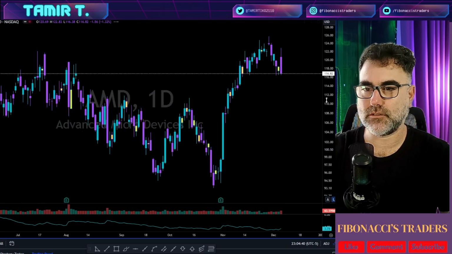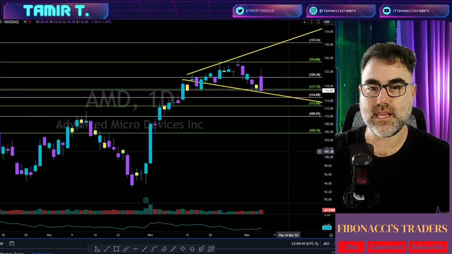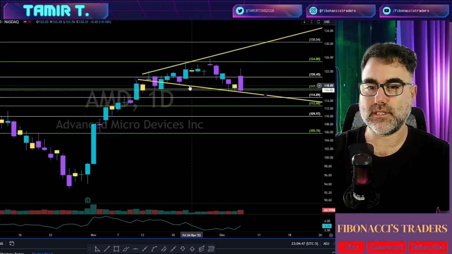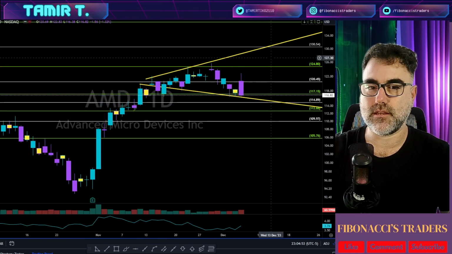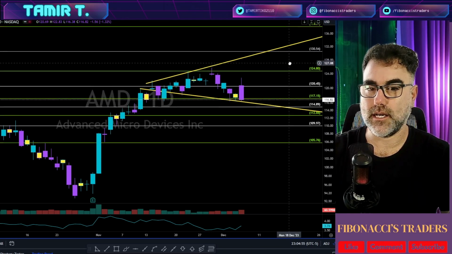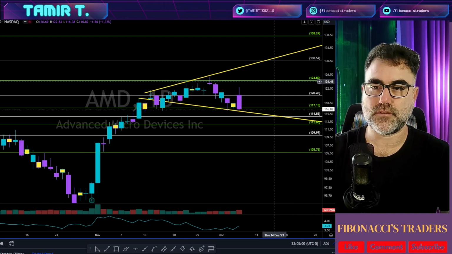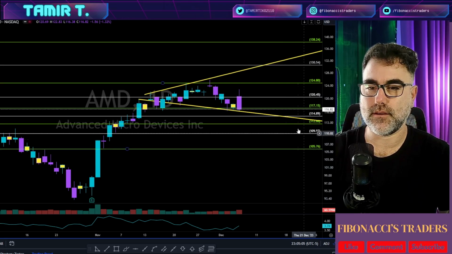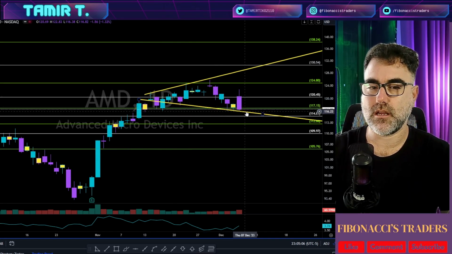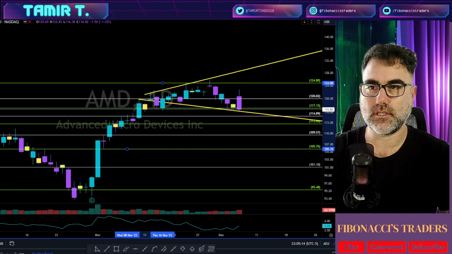AMD 1.3% to the downside, broadening formation all across the board. You will see it if you know how to identify broadening formations. You will see it on anything that you want to trade, anything on any time frame. Stocks, ETFs, futures, cryptos, forex, anything. Breaking below this broadening formation, we will see 110, 105 and 101 to the downside.